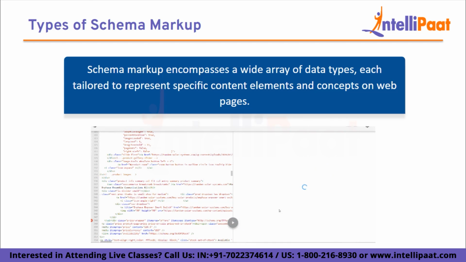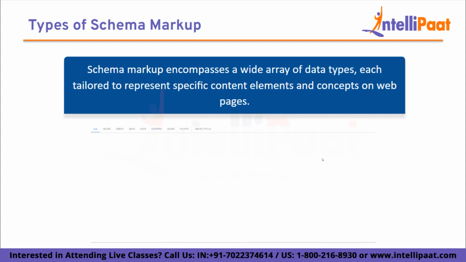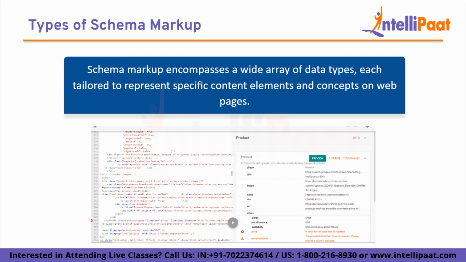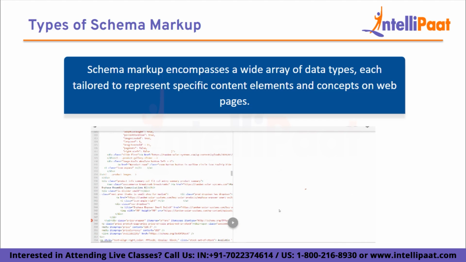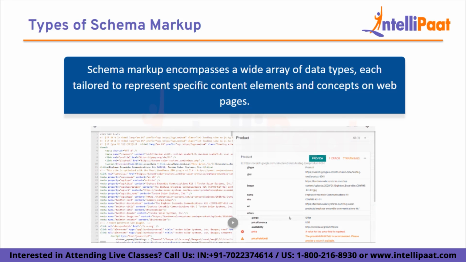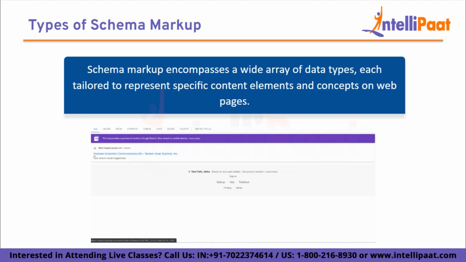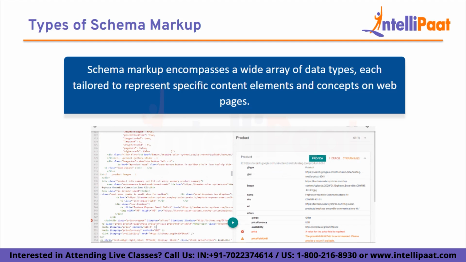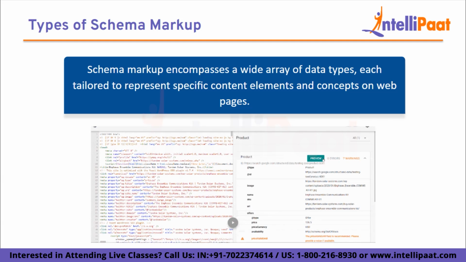Schema markup encompasses a wide array of data types, each tailored to represent specific content elements and concepts on web pages. These data types serve as building blocks for structured data, allowing webmasters to add context and meaning to their content. As a result, search engines can better understand the content and display rich results that enhance user experience. Now let's explore some of the essential types of schema markup and their significance.